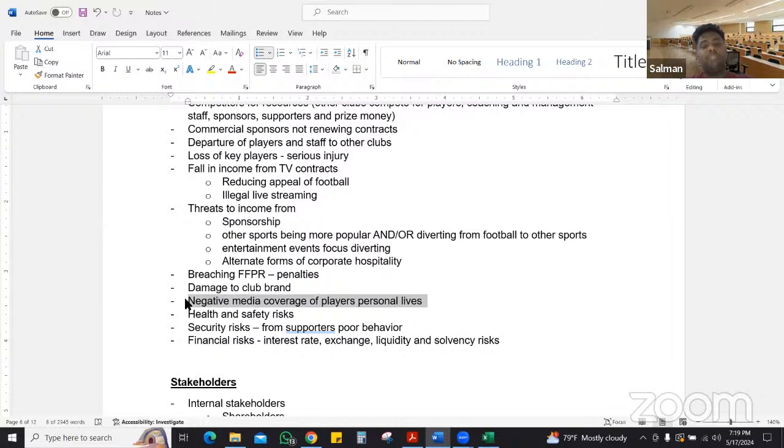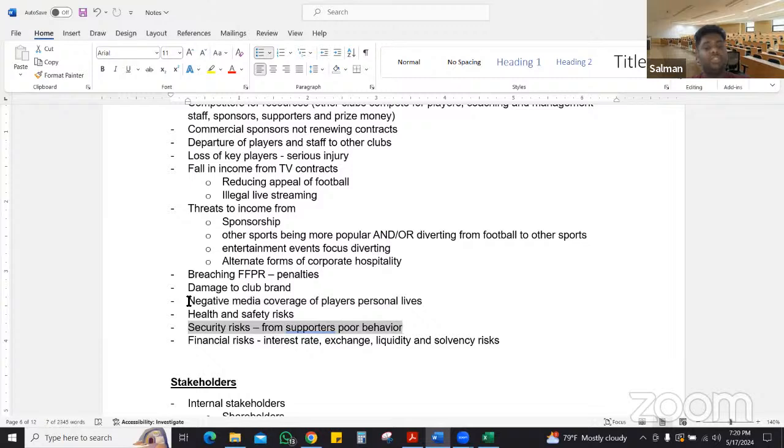Negative media coverage of players' personal lives. This is one problem. When it comes to movies, we have paparazzis, right? Similarly here, there are also paparazzis, where the media would try to get involved in players' personal lives, and that can harm the player. Okay. Health and safety risks, for players and other employees also.